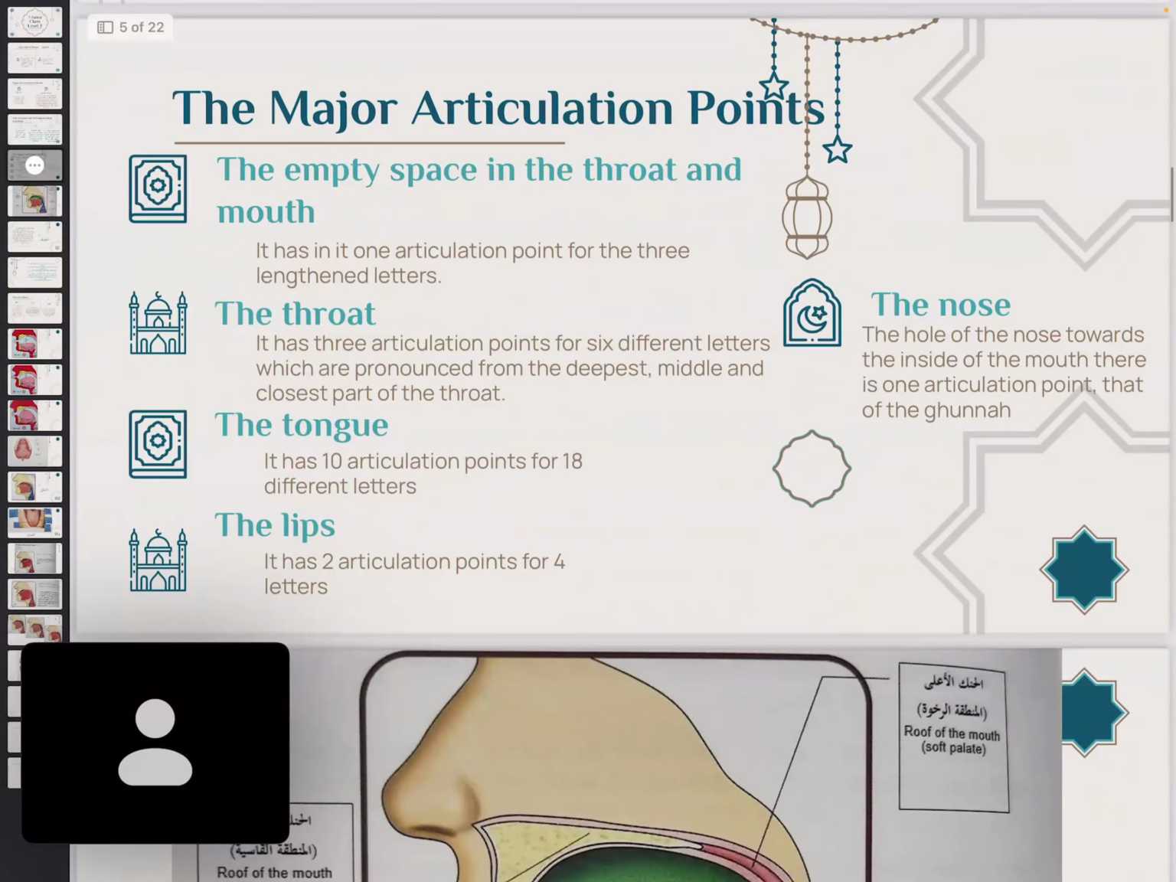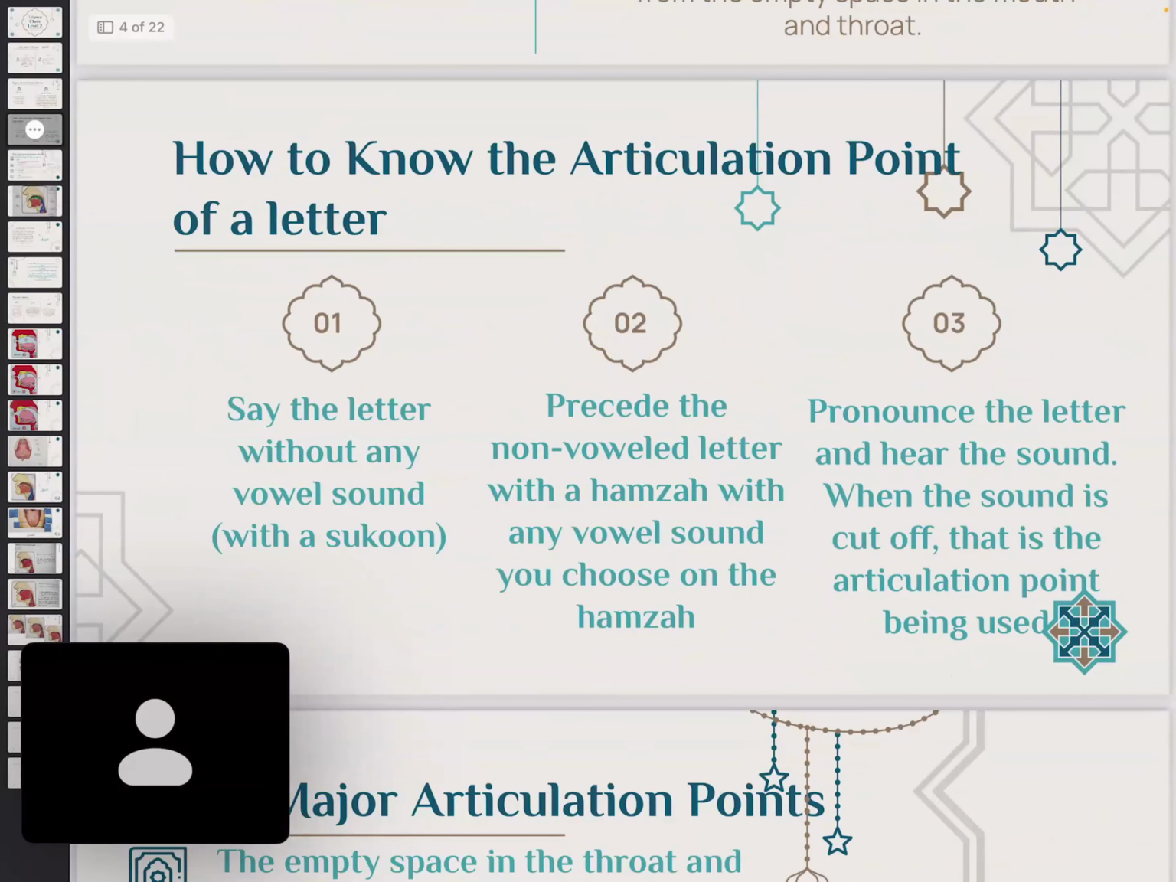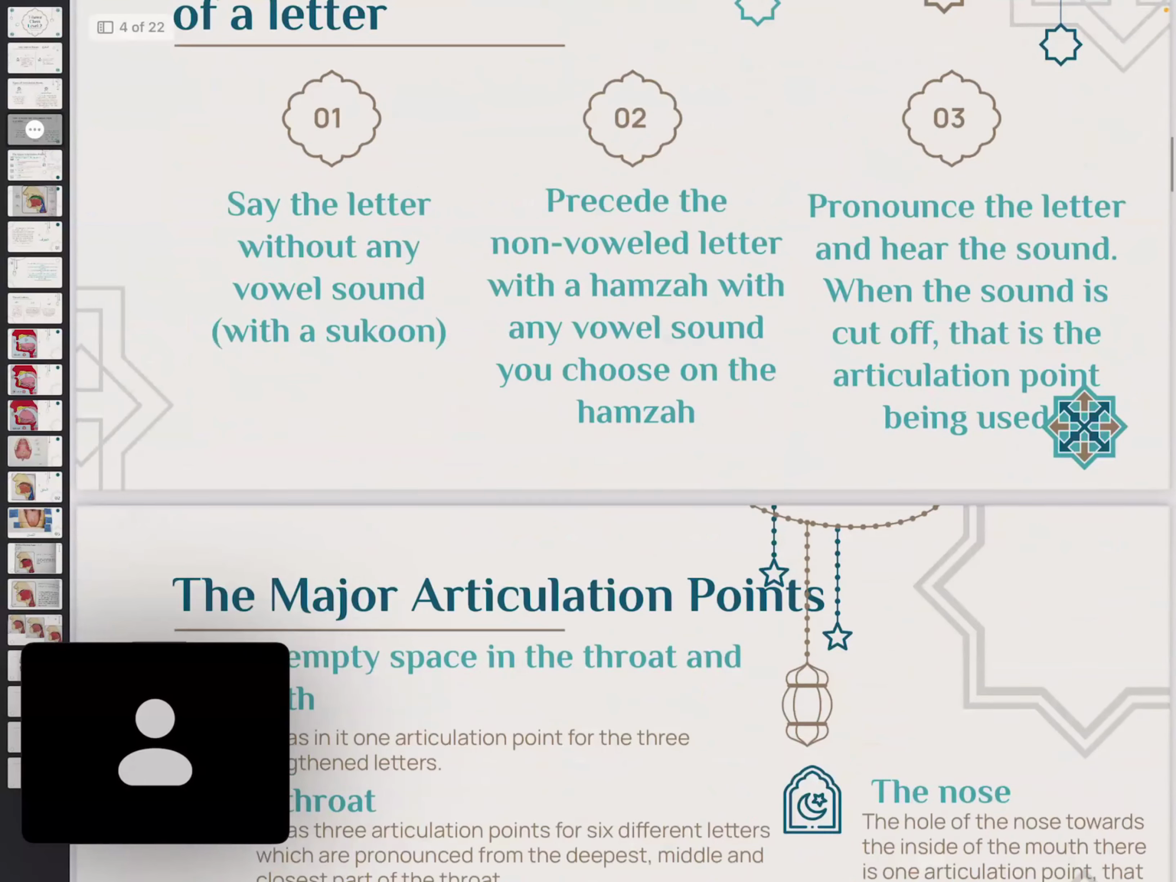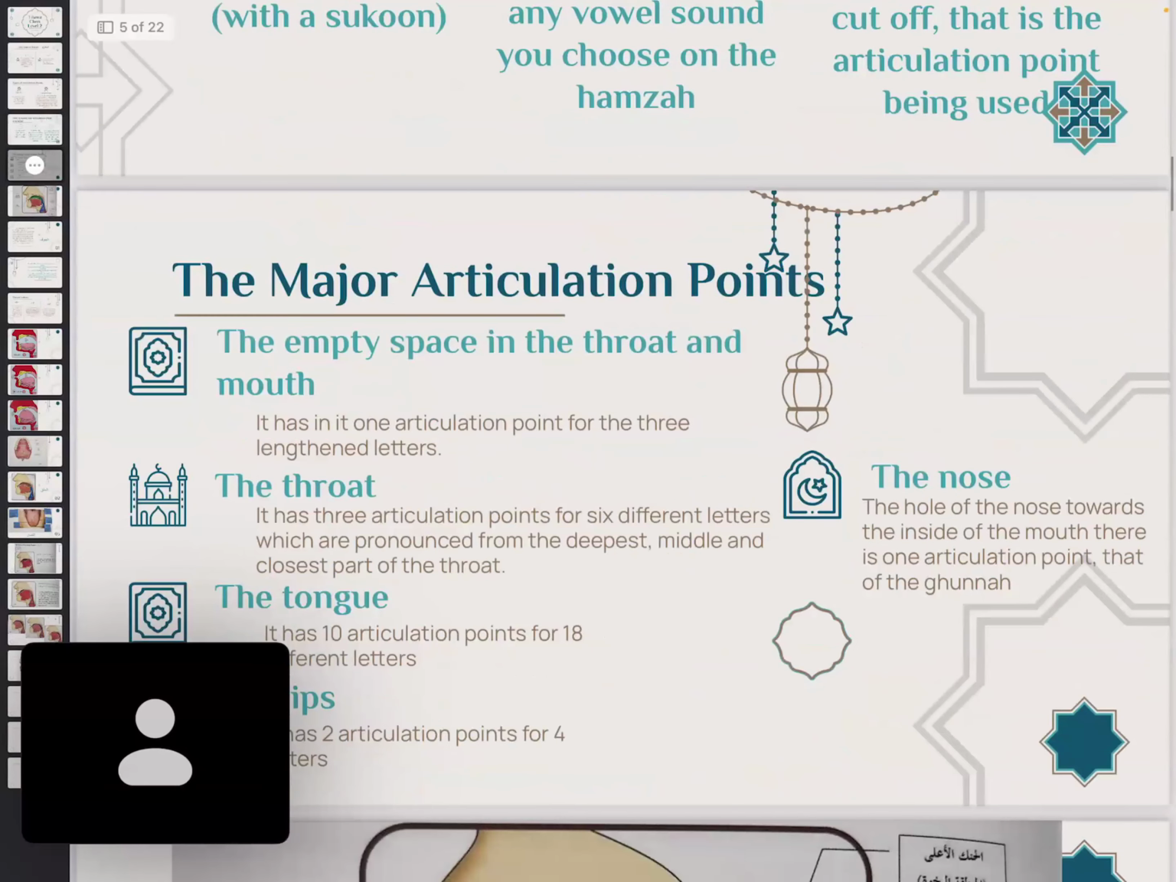You can use these ways just to practice. Usually with students, we do this to practice with them. You say the letter without any vowel sound, and then you put a hamza in front of the letter and let them pronounce it. Then you also pronounce the letter one more time to hear the sound. When you cut the sound, you can hear where it's from.